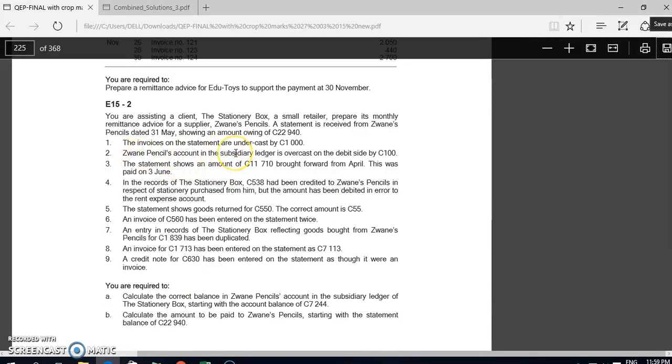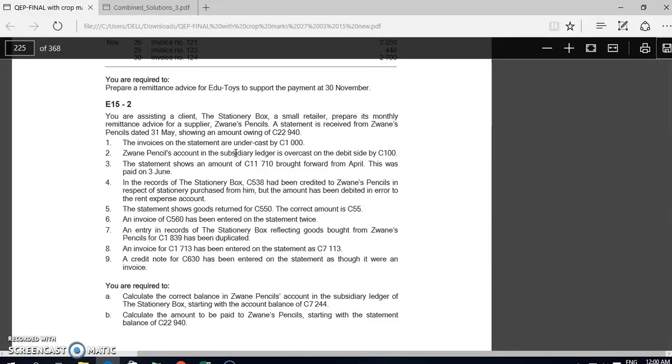When they say that it was overcost, we don't automatically assume that we have to decrease the account. It depends on which side was overcost, or if it was our invoices that have been overcost, or our credit notes that have been overcost.